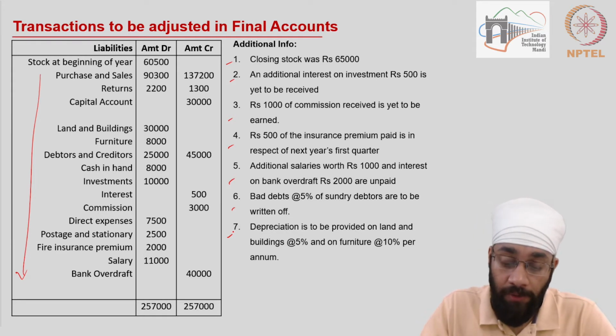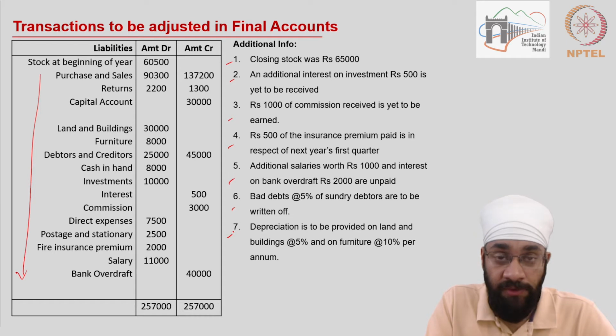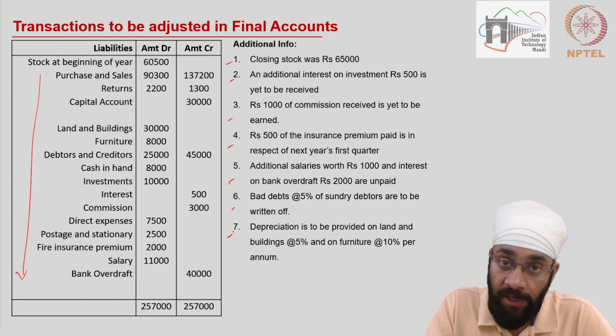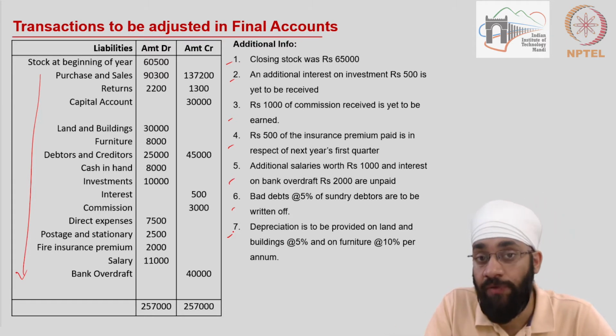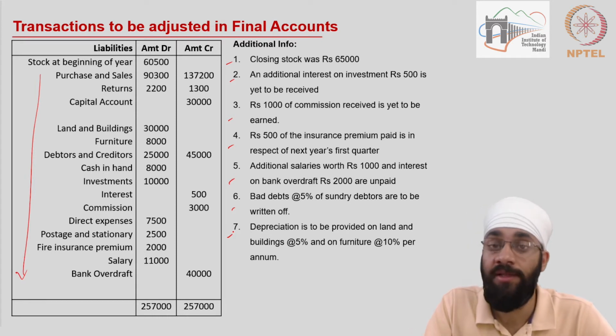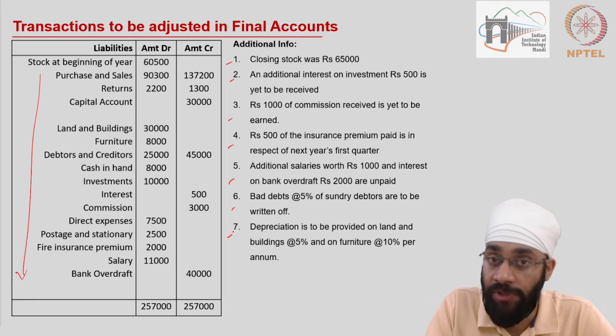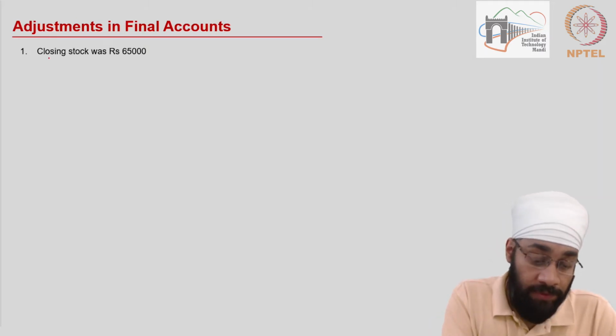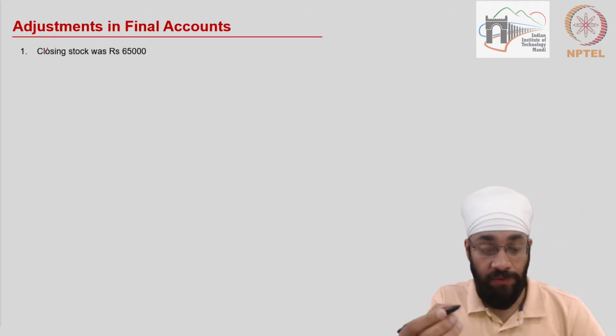So we are now going to look at each of these transactions and discuss what is going to be the impact of these transactions on the final accounts, and how do we adjust for these transactions without writing the journal entry, ledger posting, and trial balance. So we're going to look at the first transaction, first additional piece of information.